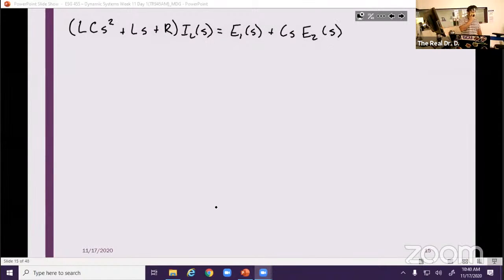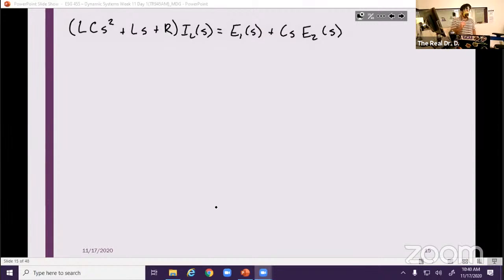So I've taken that equation that I wrote on the previous slide. I've multiplied through by the C s, and I've grouped all of my I_L terms on one side and left everything else on the other. Turns out that I've got my output on one side and my inputs on the other. Now, if I wanted to make the transfer function here, I could. And how would I do that? Well, if I wanted the transfer function of I_L to E1, I would ignore E2. I would say E2 is 0. And if I wanted the other transfer function, I would say E1 is 0, and I would solve for my transfer function.